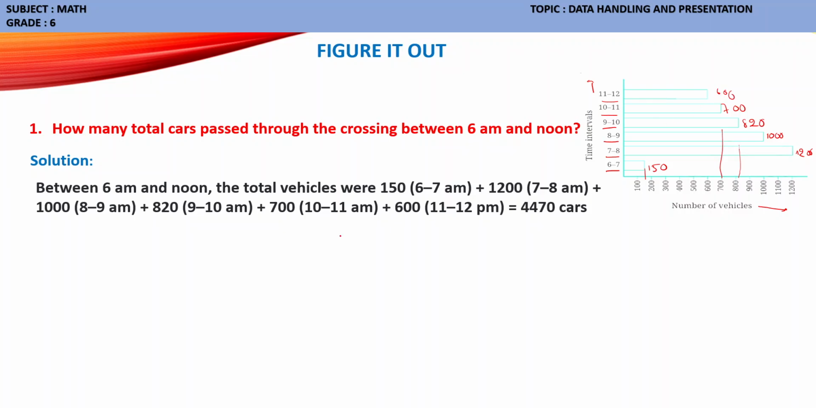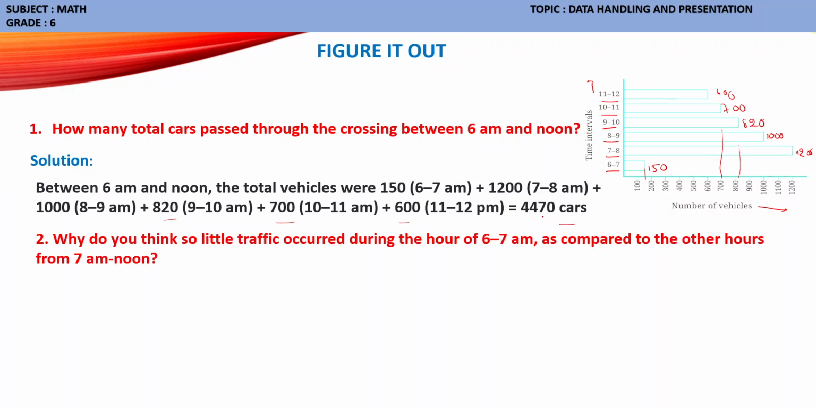So, therefore, between 6 a.m. and noon, the total vehicles were 150 plus 1200 plus 1000 plus 820 plus 700 plus 600, which results in 4470 cars. Second question. Why do you think so little traffic occurred during the hour of 6 to 7 a.m. as compared to other hours from 7 a.m. to noon?